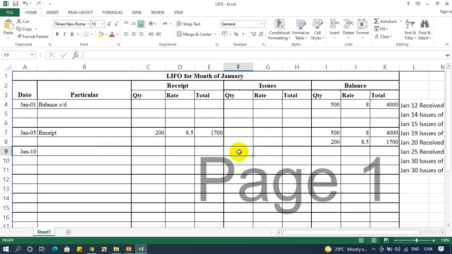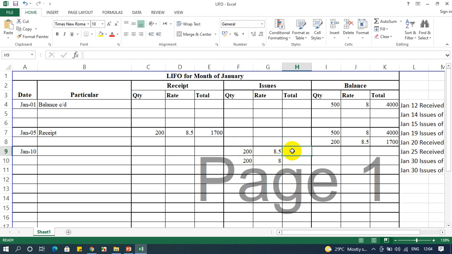So now what is the LIFO and FIFO difference? In FIFO, we first need to sell these 500 units, and then they will sell the second one. But in LIFO, last in first out, whichever is purchased last, this 200, we have to sell it first, and then we need to sell the above one, 500. So we sell 400. So 200 is from this one, and 200 is from the last one. So what is the rate? 8.5, and the rate of this is 8, right?